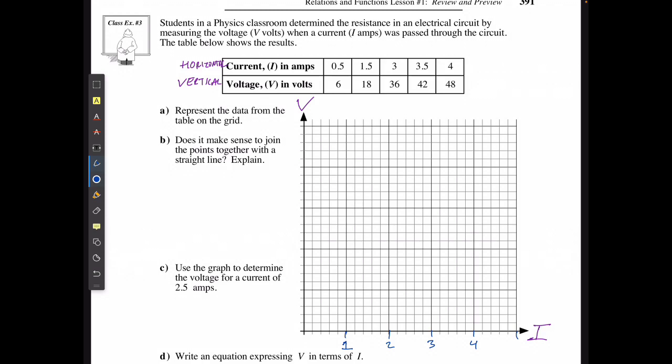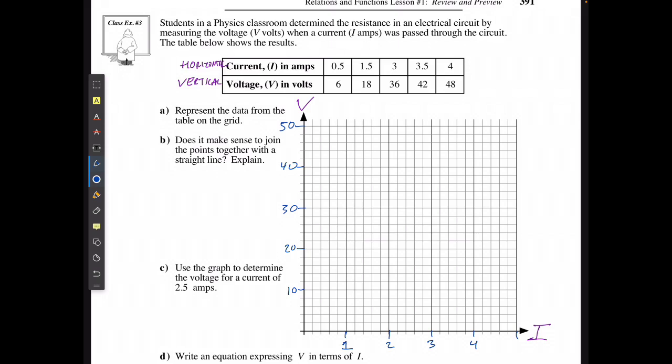My voltage goes up to 48, and here I have 5, 10, 15, 20, 25 lines, which means that if I want to go a little bit above 48, then I'm going to actually make every line here 2, or I can write that as every 5th line is going to be 10. Remembering that I want to take up as much of the graph as possible.